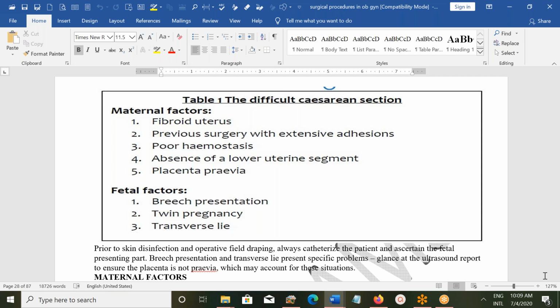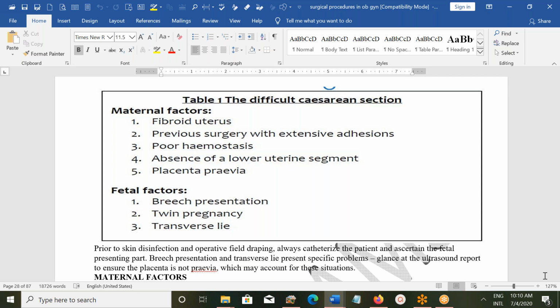If there is a transverse lie, then we have seen that if the back is up or back down, we can take the baby out in two ways. If the back is up, the baby can be taken out when you hold the foot of the baby. If the back is low, that is an indication that you should give a vertical incision into the body of the uterus, and then try to remove the baby.